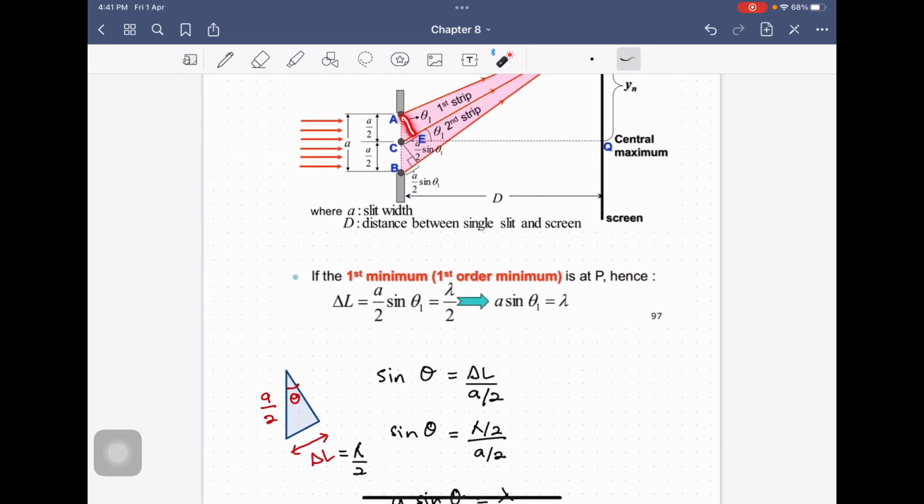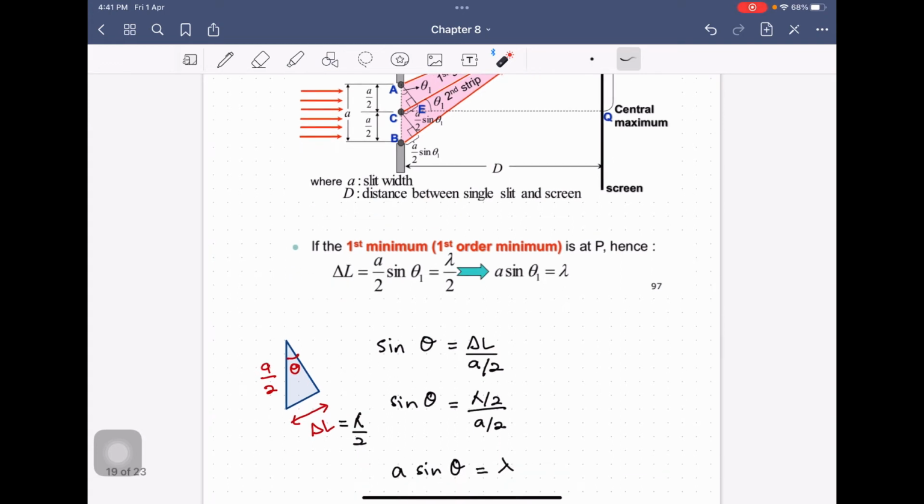Alright, so kita lihat dari segi size triangle di sini. Okay, which is dekat sini kita ada distance which is A per 2. Kita ambil the smallest one. Okay, this one is theta, and then this one is a path difference. Okay, so path difference akan menjadi sama dengan apa? Path difference ni adalah sama dengan lambda per 2.